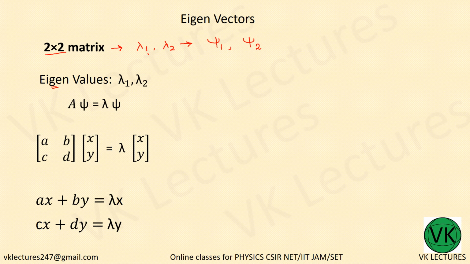Now the eigenvalues are lambda 1 and lambda 2, and A psi equals lambda psi. A times the eigenvector psi 1 equals lambda 1 times psi 1. What is this eigenvalue? Eigenvalue is nothing but the mean value, or the average value.